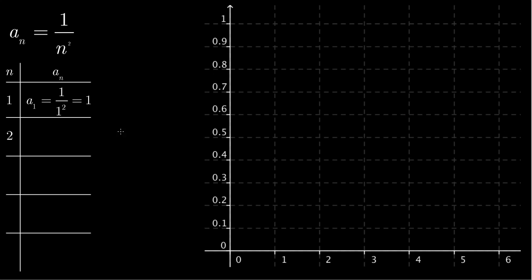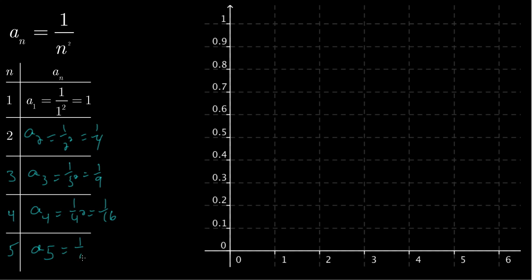Second example will also be graphed. This time the sequence is defined as 1 over n squared. So the first term is 1 over 1 squared, which is 1. The second term, 1 over 2 squared, which is a fourth. The third term, 1 over 3 squared, which is a ninth. The fourth term, 1 over 4 squared, which is a 16th. And then the fifth term, 1 over 5 squared, which is 1/25.